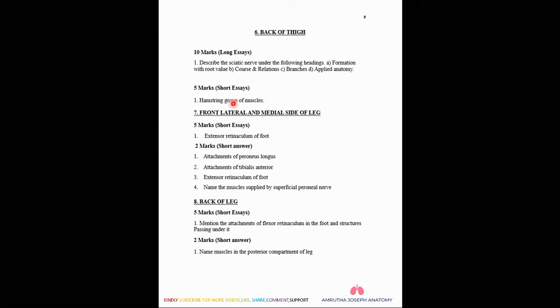Now front and lateral and medial side of leg. 5 marker, extensor retinaculum of foot. So extensor retinaculum is one retinaculum. Similarly you have flexor retinaculum of foot, so we'll read about that. And there is one more, peroneal retinaculum, so please read about that. 2 markers, attachments of peroneus longus, attachments of tibialis anterior, extensor retinaculum of foot is asked here again.